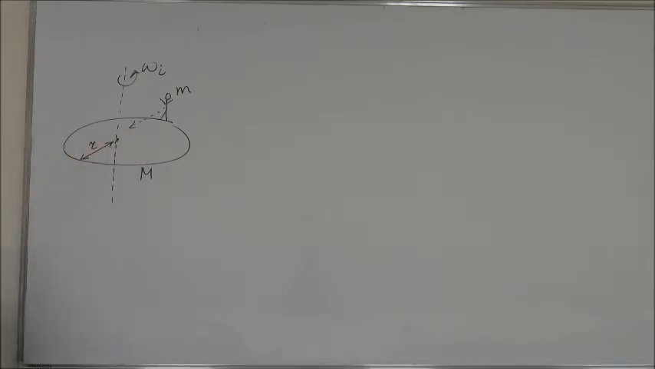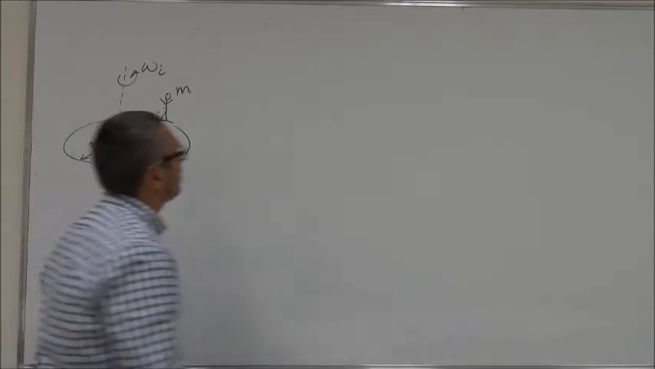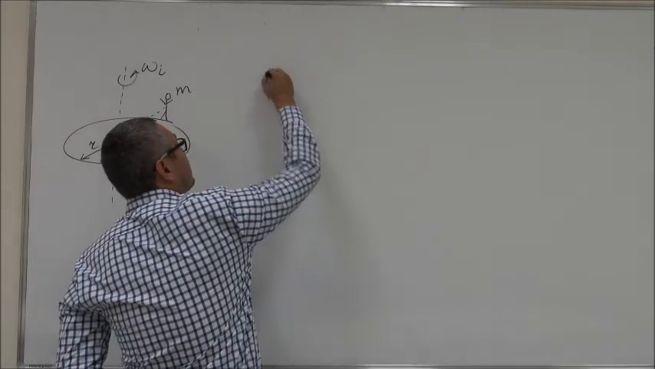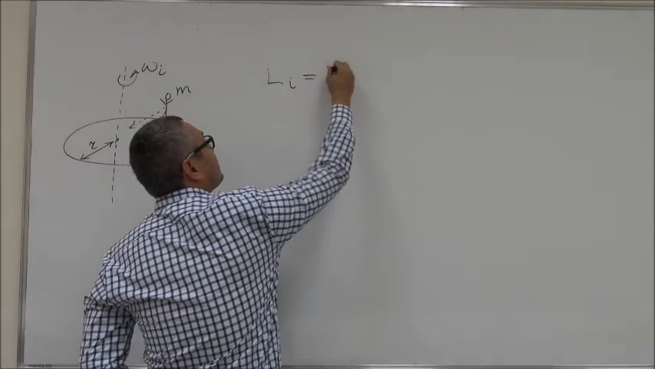Well, if you look at the system, there are no external torques acting on the system, which means that if you have external torques equal to 0, then the total angular momentum of the system has to be conserved. So the angular momentum of the system, L initial, is equal to L final.